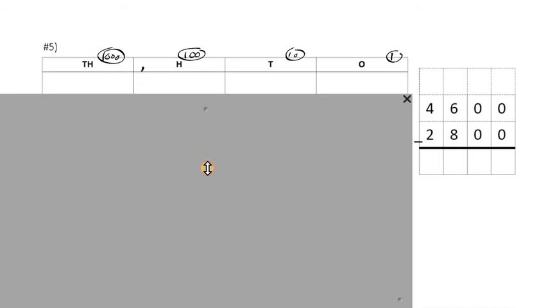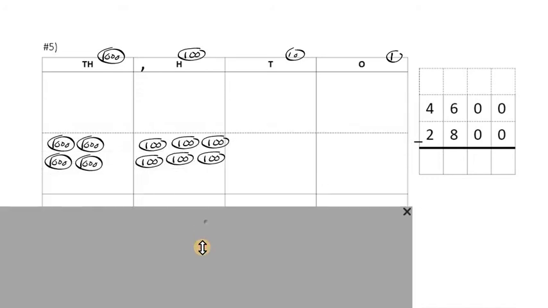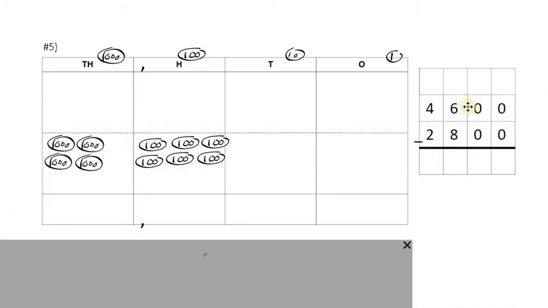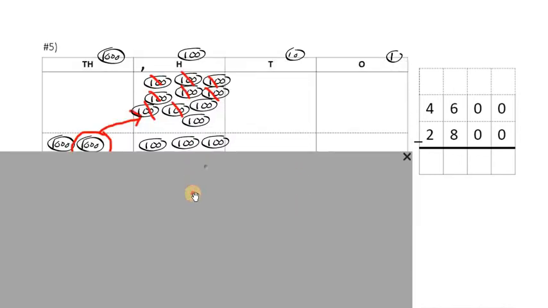Okay, so this is what your representational drawing should look like. 0 in the ones, 0 in the tens, then 600 and 4,000. So go ahead and do the subtraction. Fix your drawing, press pause, do the subtraction, and then press play for the answer. Okay, so here's what the subtraction looks like in a drawing.